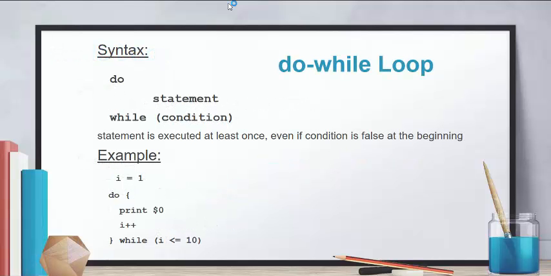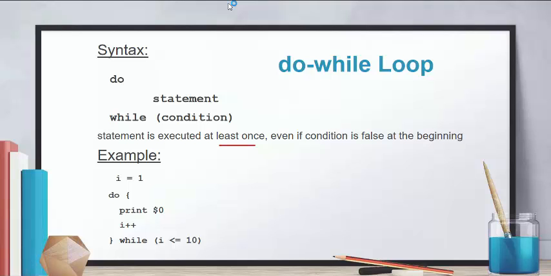The same way it will work for the do while loop. Do while you know very well. You know the concept of do while: whether the condition is true or not, at least one time your loop will be executed. So it is like do, then the statement, and while condition. The statement is executed at least once even if the condition is false at the beginning. The loop will execute once, and after that it will check whether the condition is true or not. So it is like that.